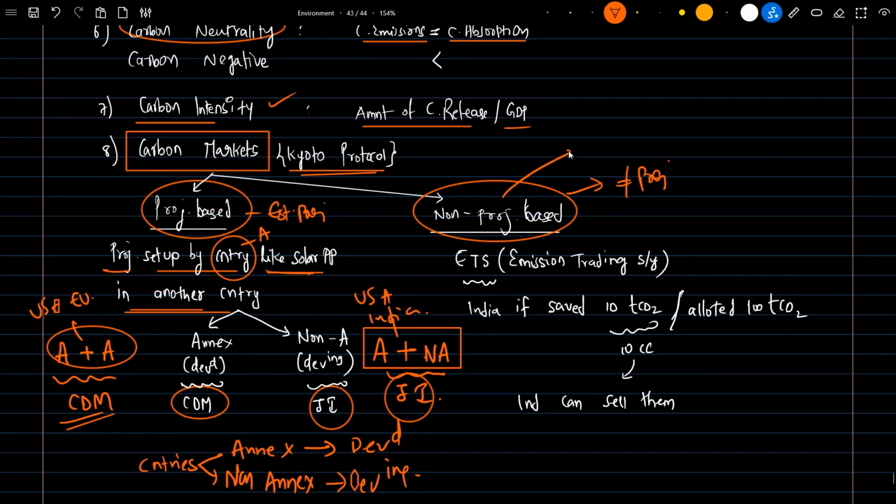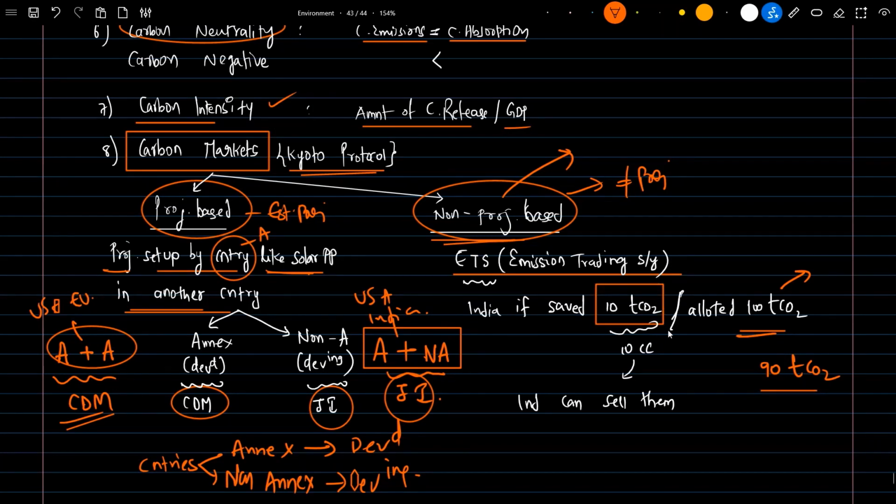Now coming to non-project based. What is non-project based? Non-project based is the concept under emission trading. Let's say India has been allotted to release 100 tons of CO2. So India can emit 100 tons of CO2 into the atmosphere. This is permitted. But India has emitted only 90 tons of carbon dioxide. So 10 tons of CO2 is saved.